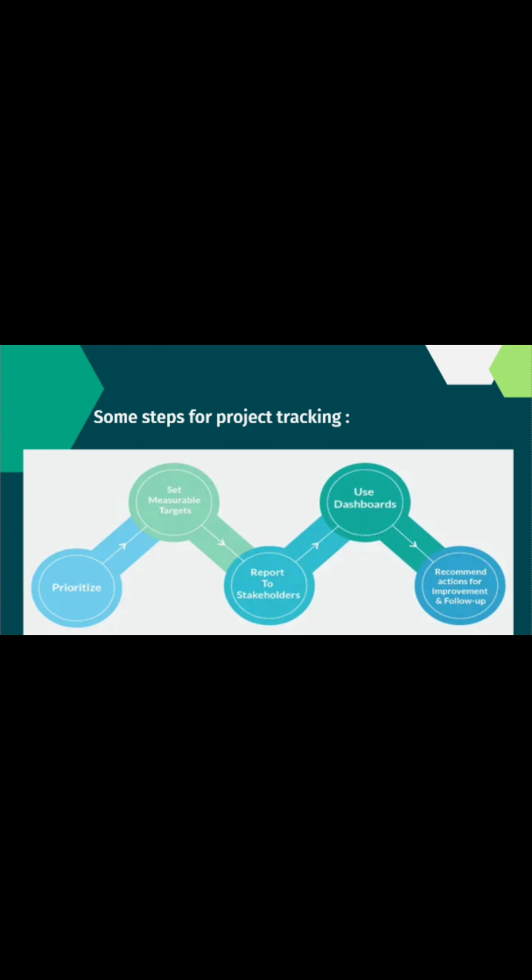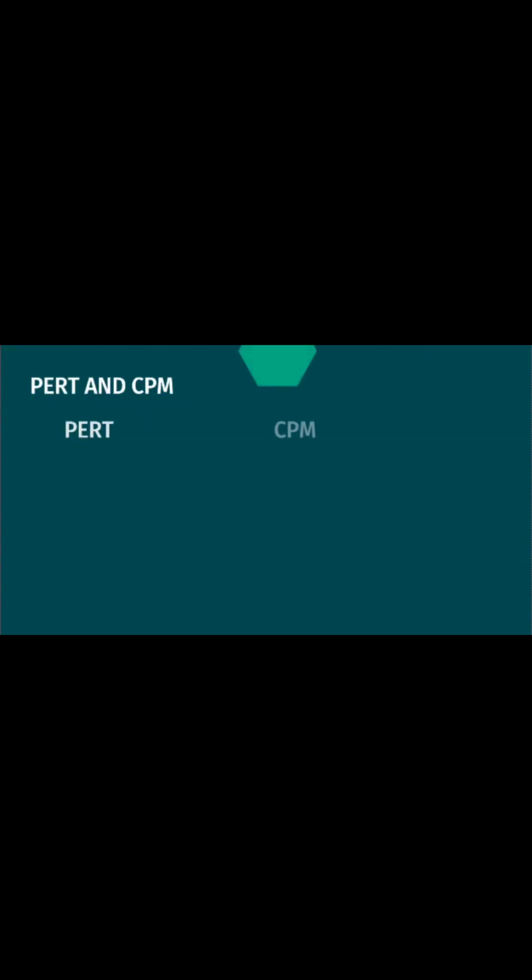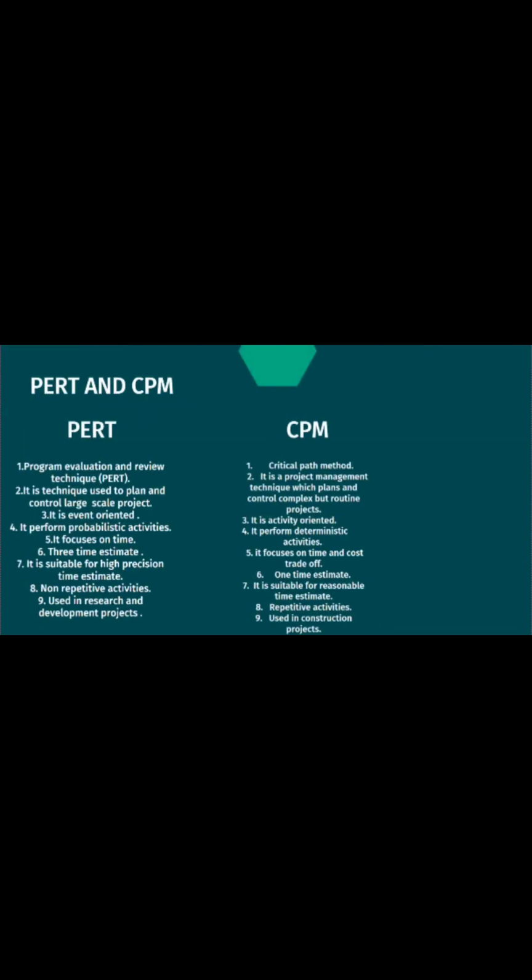So, next topic is PERT and CPM. Here is the difference between PERT and CPM. First is what is PERT? PERT is the program evaluation and review technique, whereas CPM is the critical path method. Both are different. So here is the differentiation between PERT and CPM.